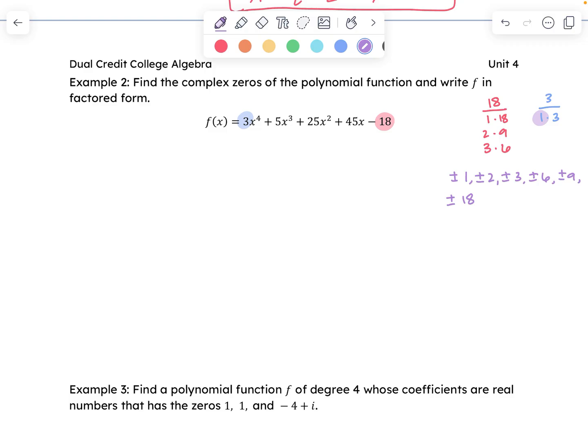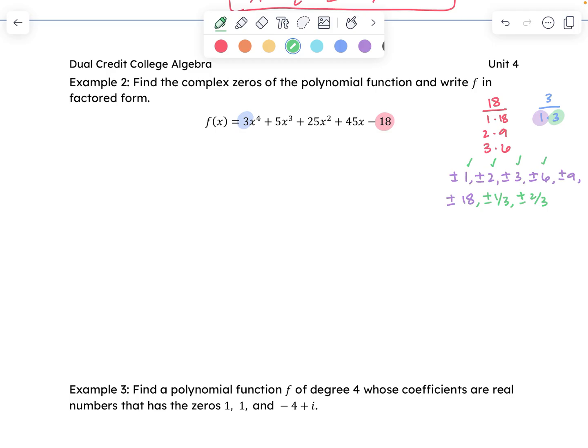Okay, and then I'm going to divide by 3. So when I divide by 3, I'm going to have plus or minus 1/3, plus or minus 2/3. 3 divided by 3 is 1, which is already in my list. 6 divided by 3 is 2, already in my list. 9 divided by 3 is 3, and 18 divided by 3 is 6.